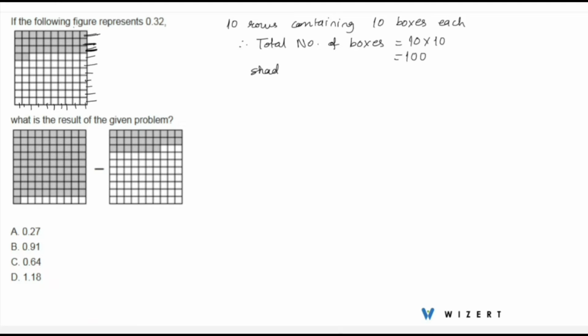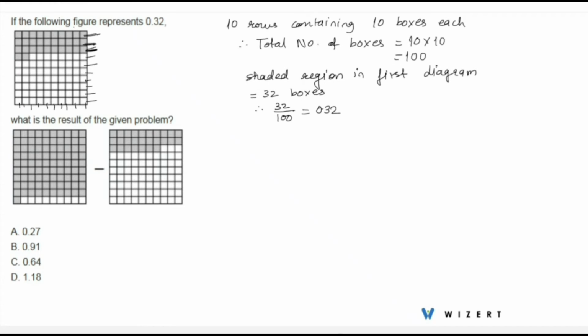Shaded region in first diagram is equal to 32 boxes. Therefore, 32 by 100 is equal to 0.32. So, first figure is representing 0.32. That is this fraction converted to decimal.